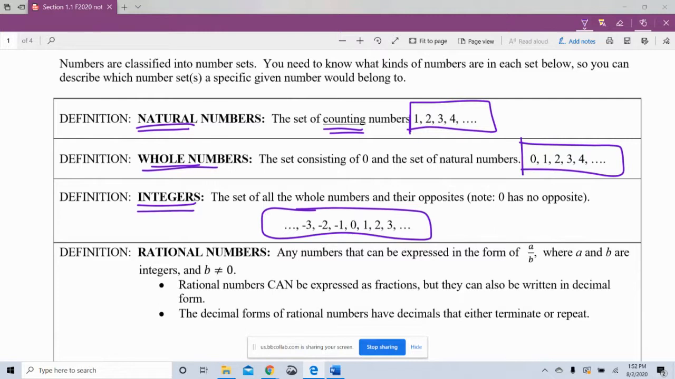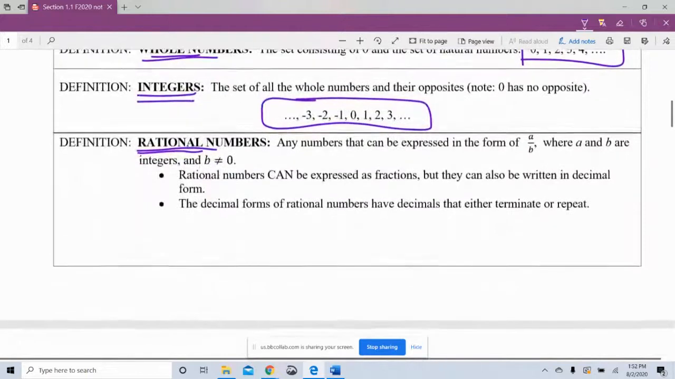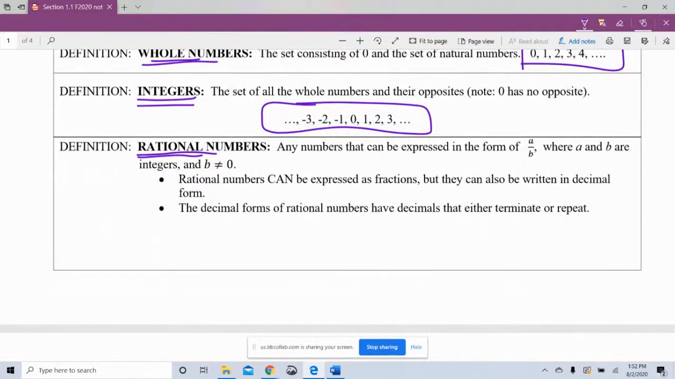And so now we're going to move on to the set of rational numbers. Okay. Now rational numbers are any numbers that can be expressed as a fraction. They can be written in the form of a fraction. Now that doesn't mean that they have to be written in the form of a fraction. They don't have to look like a fraction, but they have to be able to be written as a fraction and still have that equivalent value.